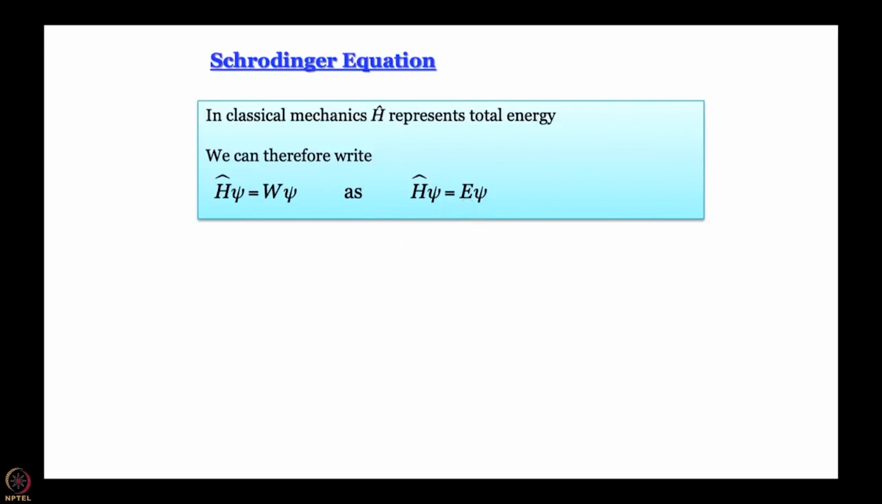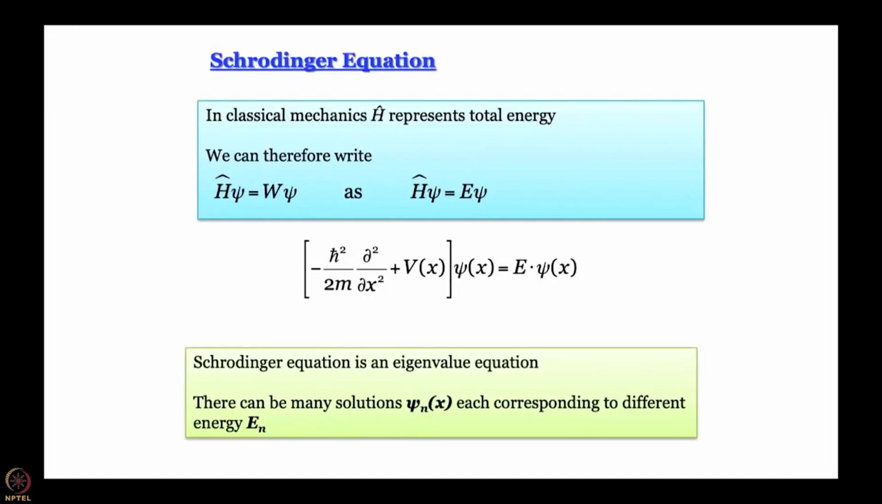This is a form of Schrodinger equation that is most popular among chemists, because this is what we are going to use for the rest of the time. So, we can expand it a little bit and write: minus ħ square by 2m del 2 del x2 plus V(x) operating on psi(x) equal to E psi(x). So, this is the Schrodinger equation. And now we have reached an interesting juncture in our discussion, because it turns out that the Schrodinger equation is a special kind of equation.